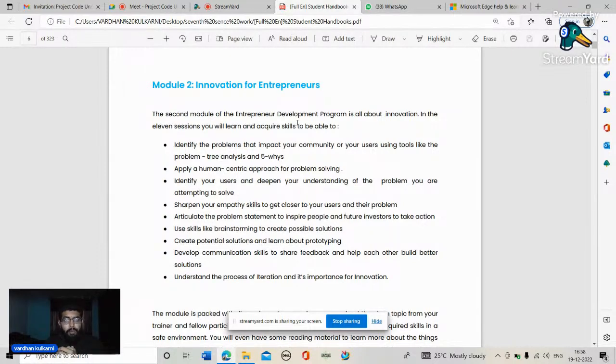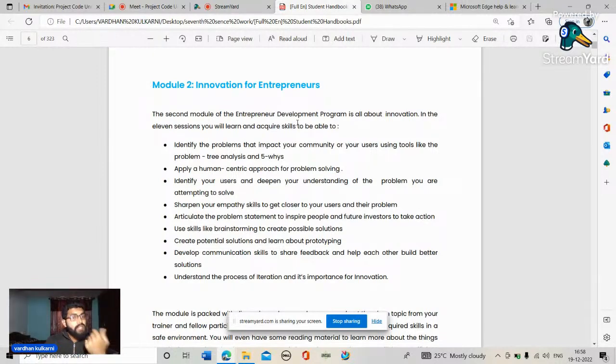Apply a human-centric approach to problem solving. Then identify your users and deepen your understanding of the problems you are attempting to solve. When you understand the problems, you're trying to solve the problem. Sharpen your empathy skills to get closer to your users and their problems. Then articulate the problem statement to inspire people and future investors to take action.